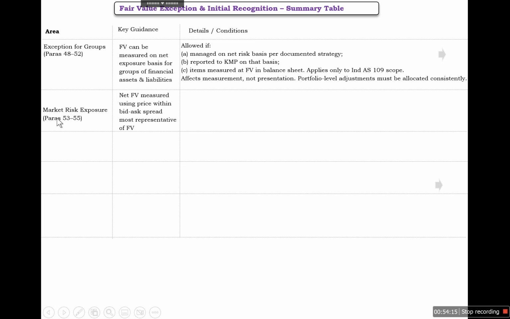So next is the risk exposure. We need to net the fair value measured using the price within the bid-ask spread that is most representative of fair value. The market risk must be substantially the same. Duration of the exposure should be aligned. For example, a debenture with a 1 year maturity should not be compared with a debenture of 5 year maturity. We need to measure apple to apple.